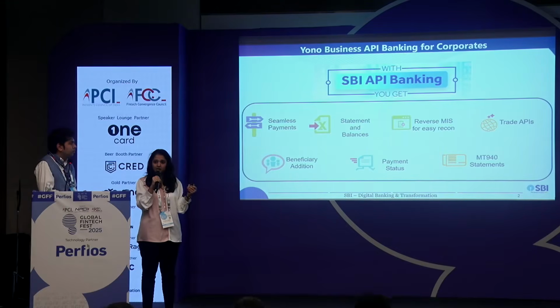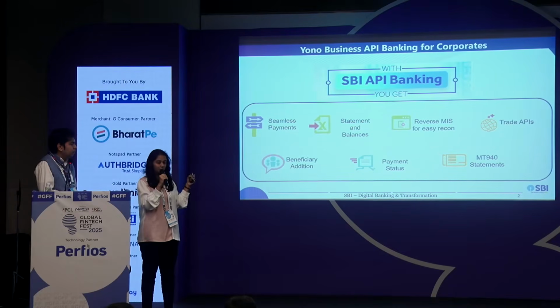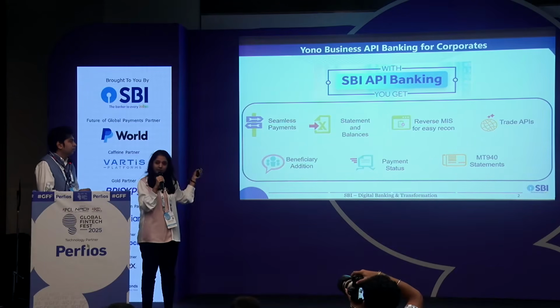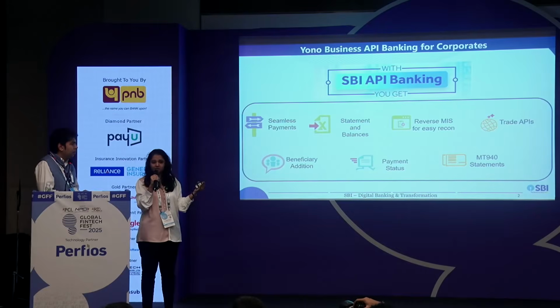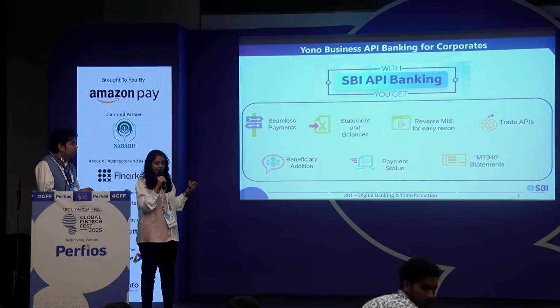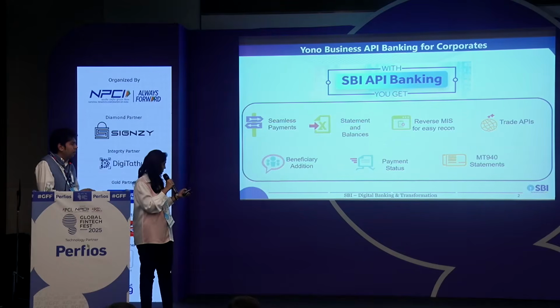So we at SBI are proud to let you know that within a short time of 21 days, we have done the integration with our corporate customers, where from their own applications they were able to do the payments seamlessly. They were able to add beneficiaries and check the status of all the transactions. The MT940 account statement, which is a global standard SWIFT format account statement, can even be taken through API banking. There are more than 150 APIs that we have made available for our customers.